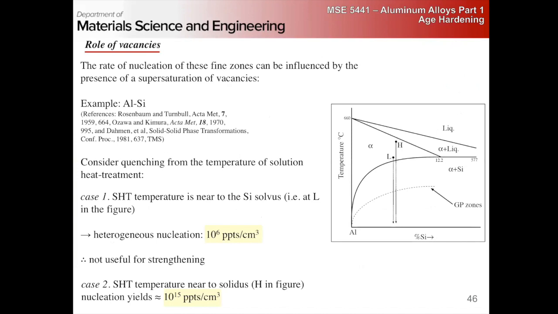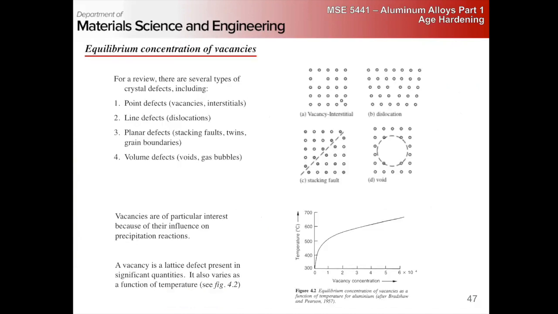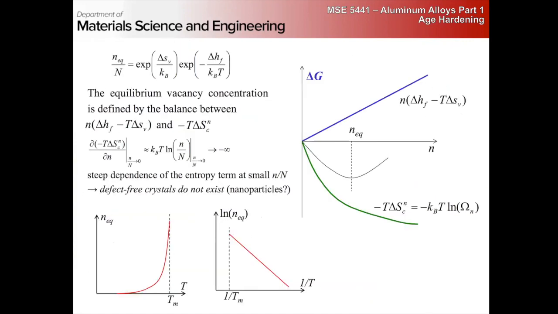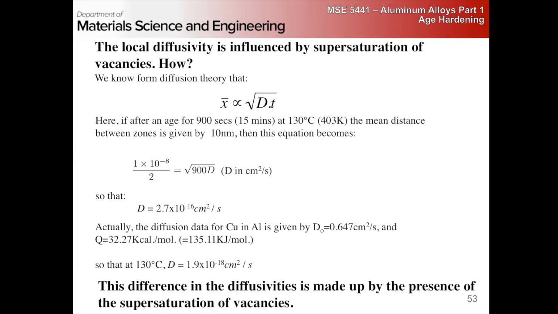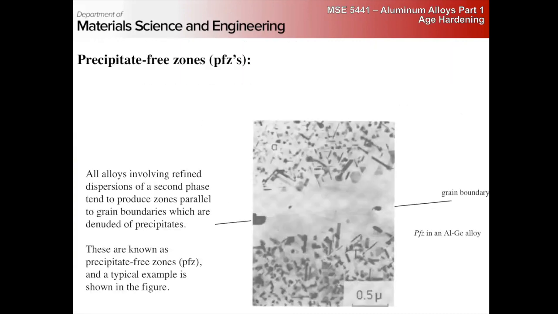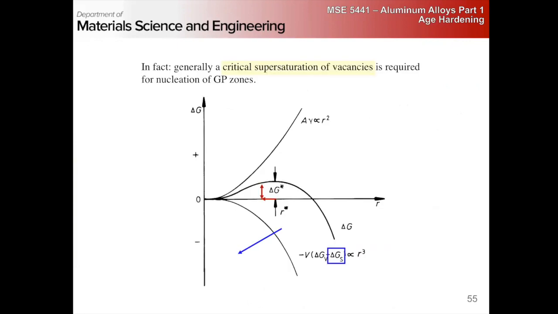Role of vacancies. I spent a lot of time on this, and there wasn't a question on last year's exam on it. Might be a good one. So, vacancies and precipitate free zones, especially linking it back to something like this. What happens if I don't have a critical supersaturation of vacancies?